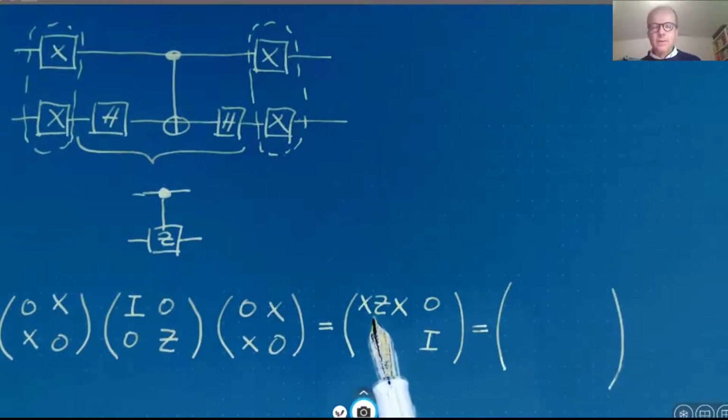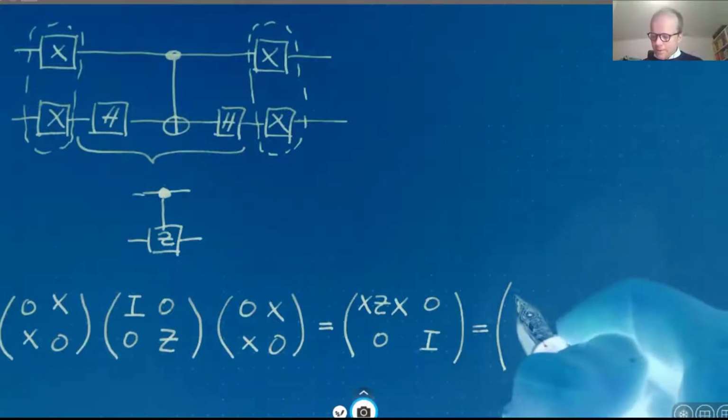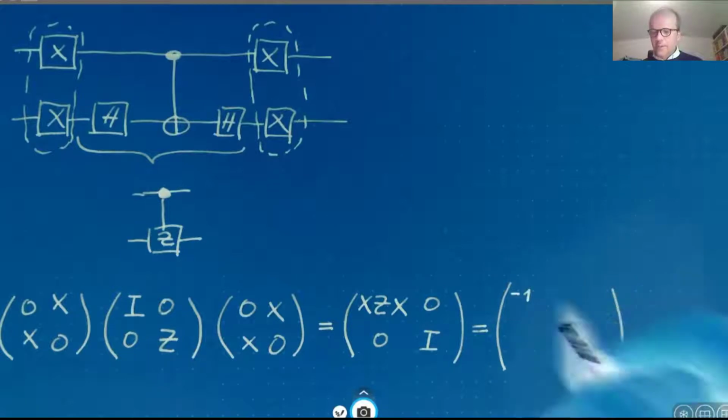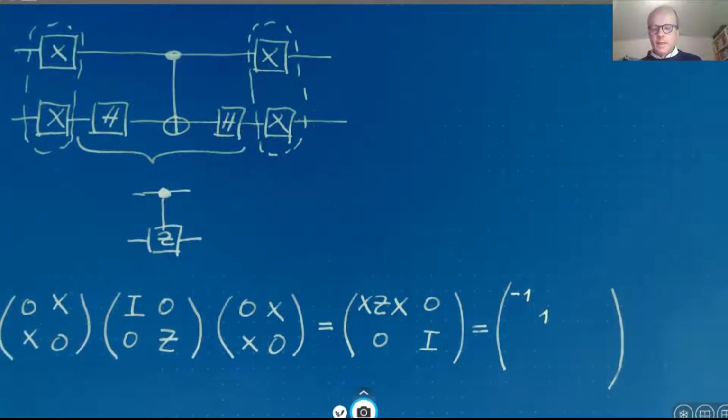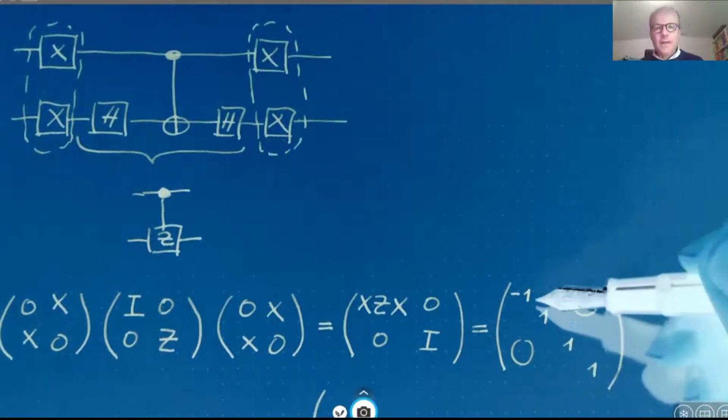Pauli Z is diagonal with entries 1 and -1, and it's sandwiched between two Pauli X's. And what this sandwich does is it flips the order of the two eigenvalues, so that you have in the top left the -1 and then the 1. So this is the Pauli Z, but with the order of the two eigenvalues flipped. And then you have in the lower right the unit matrix, and everything else is 0.